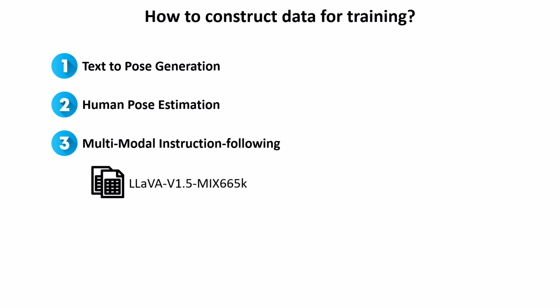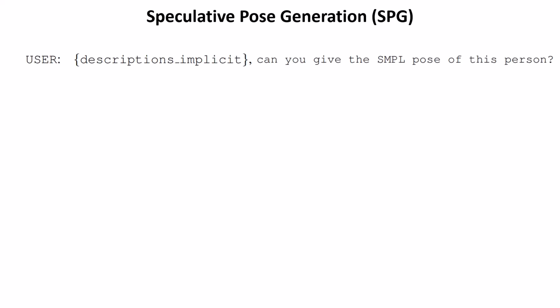So okay, we can have this training data and then train the model with the loss function I already mentioned. Once we trained it, we can evaluate it for both the text-to-pose generation task and the human pose estimation task, but in addition, we can evaluate it on these new benchmarks that they proposed. One of them is speculative pose generation. For this task, just note that we only evaluate, not train. We ask the model something like an implicit description and, can you give the simple pose of this person? And then the model says, sure, it is the pose.